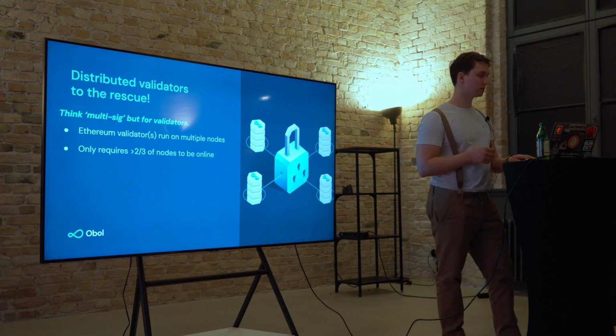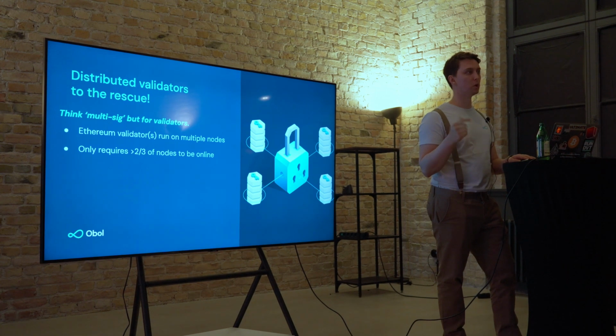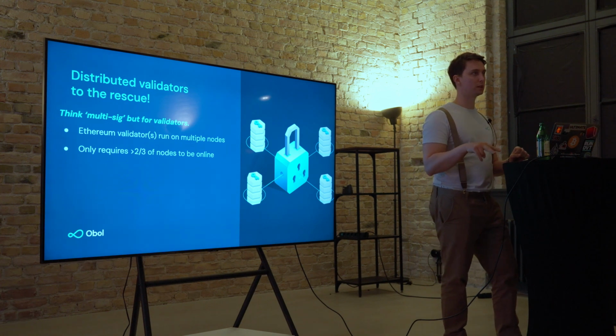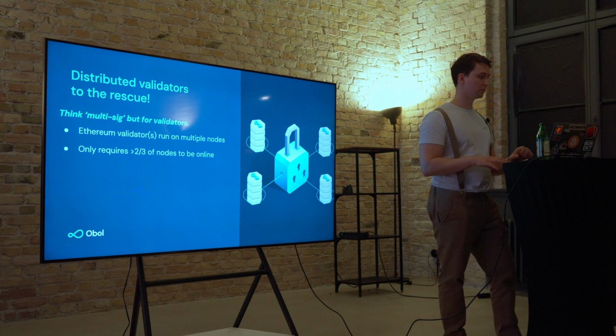This is a big selling point here: it only requires a threshold of nodes to be online. So for example, if you've got 4 nodes running a validator and one goes offline, the validator stays online. It actually only needs more than 2/3. So if you've got a 6-node distributed validator cluster, 2 nodes can go offline, the validator stays online. If you've got a 4-node, 1 can go offline, et cetera.